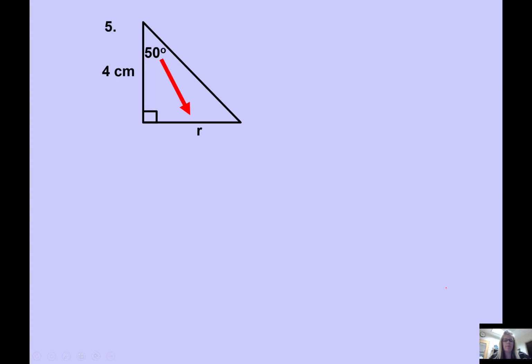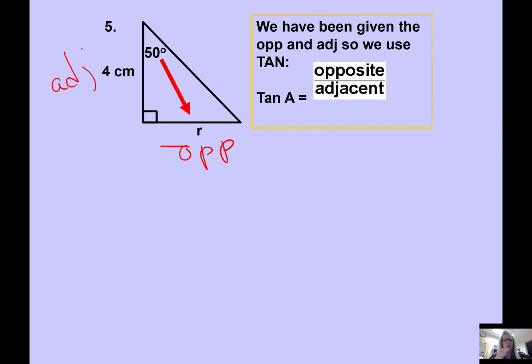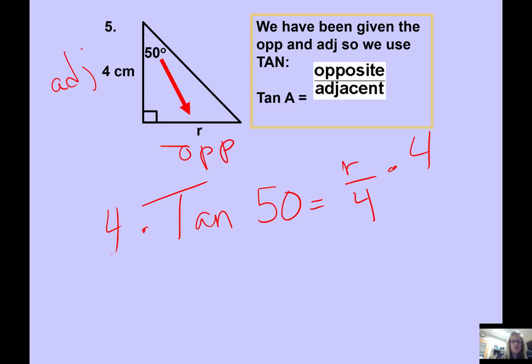Now we do another problem. What should we do first? Yes. Let's label our sides. Opposite. This is adjacent. SOHCAHTOA. I'm using the tangent because I have my opposite side and I have my adjacent side. So I'm going to go tan of 50, because that's the angle I am given, equals opposite over adjacent. I'm going to now solve for it. So I'd have 4 times tan of 50 equals r.